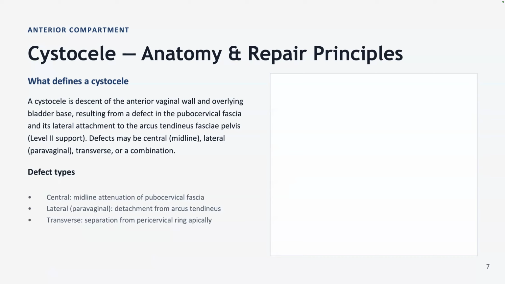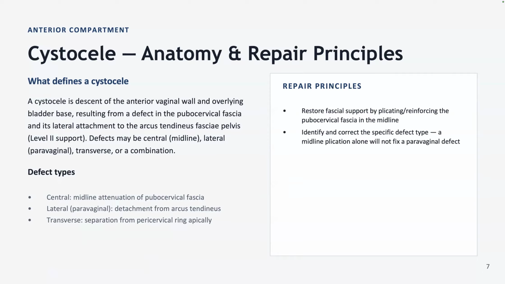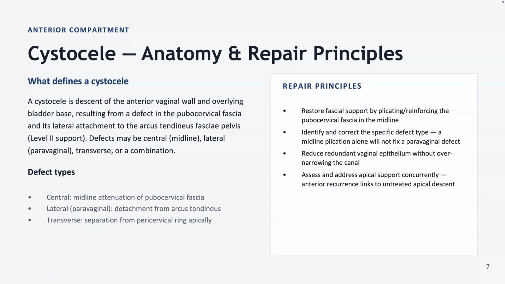It can be central because of midline attenuation of the pubocervical fascia, lateral because of detachment from the white line, that is the arcus tendineus, and transverse separation of the pericervical ring apically. The repair principle is to restore fascial support by plicating and reinforcing the pubocervical fascia in the midline, identifying and correcting the specific defect, and midline plication alone will not fix the paravaginal defect. Reduce the redundant vaginal epithelium without over-narrowing the canal, and assess and address the apical support concurrently; anterior recurrence is linked to untreated apical disease.